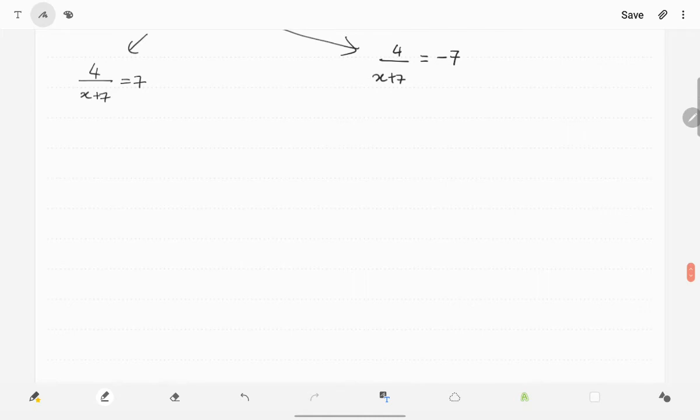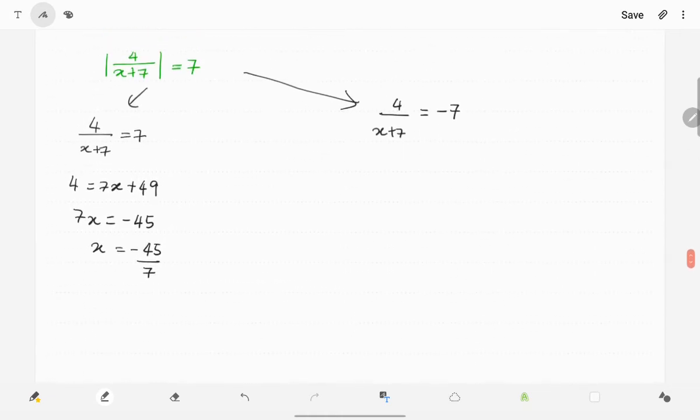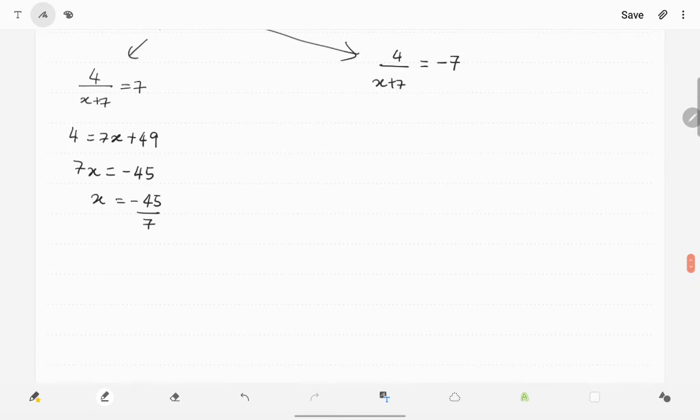Solve it. So when you solve it, you will get 4 equals to 7x plus 49. So I will get 7x equals to negative 45. Okay, so x would be negative 45 over 7. Okay, so here I will get negative 7x minus 49 equals to 4.